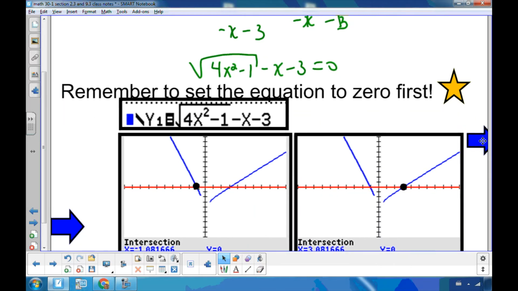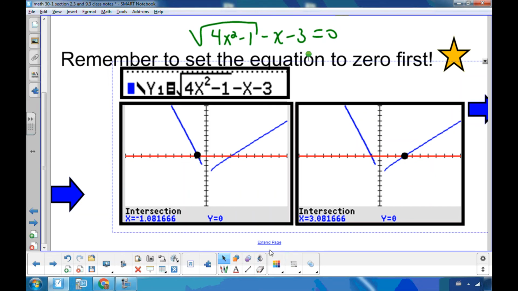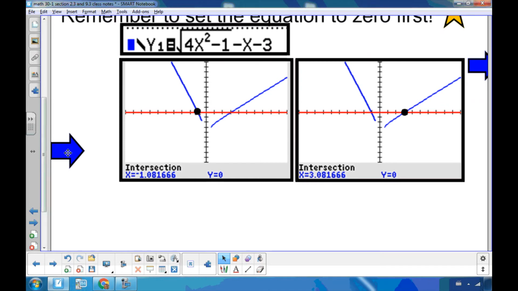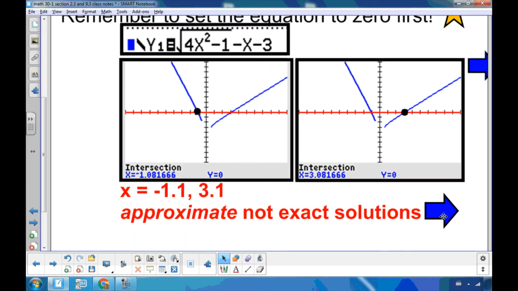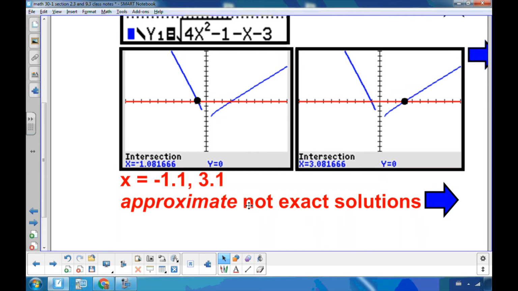And so that's exactly what I do over here. In this one, you can see that there are 2 intersection points, so I have 2 different solutions. Now, these solutions, unlike the other question, are not exact solutions. They are called approximate solutions because I'm rounding these answers. Those are the 2 solutions. They're approximate, not exact answers.